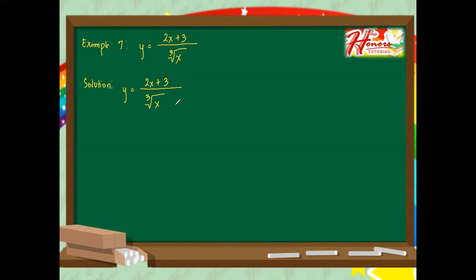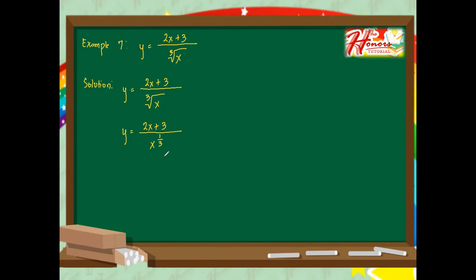And then the next thing that you have to do is to change this denominator into a fractional exponent. So it will become y equals 2x plus 3 over x raised to 1/3. Your exponent for x is 1, so it will become your numerator, and then your index here, which is 3, will be your denominator.